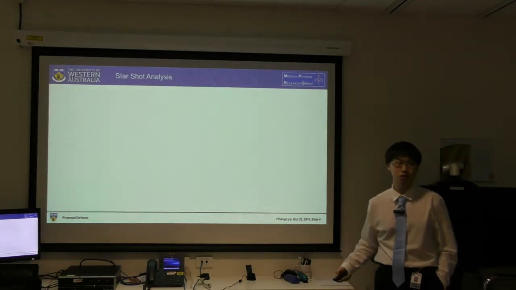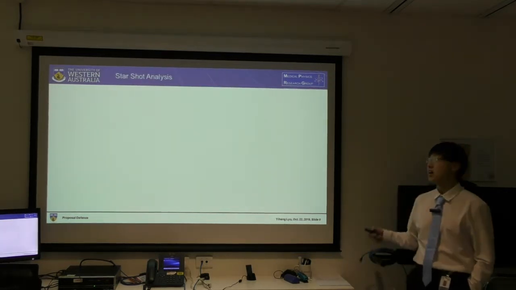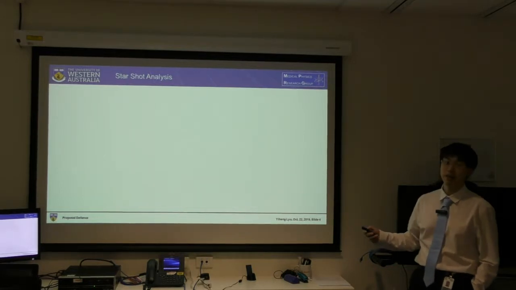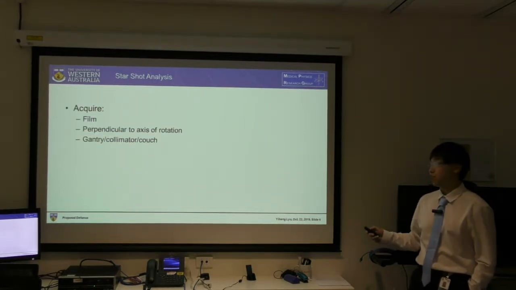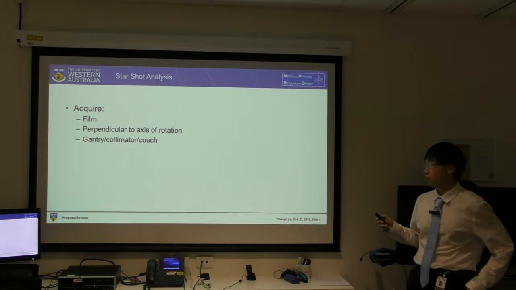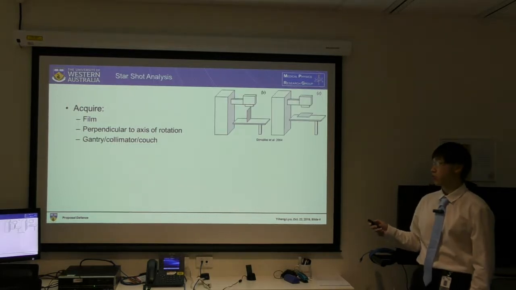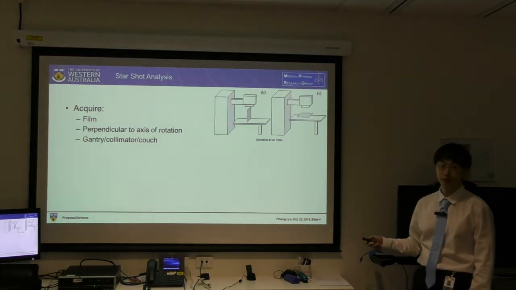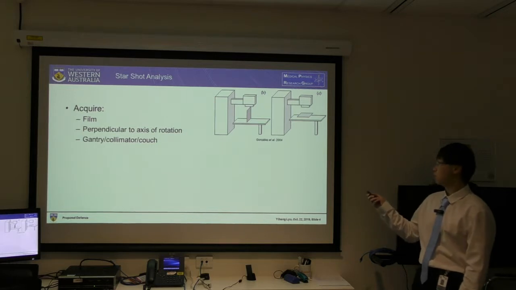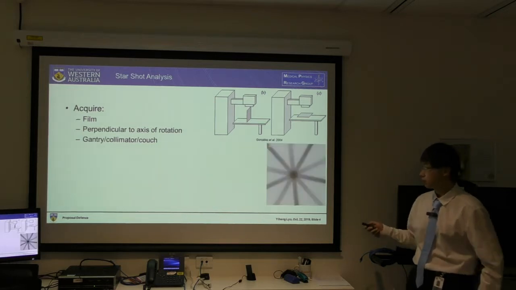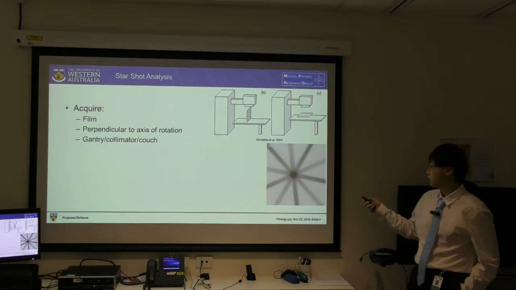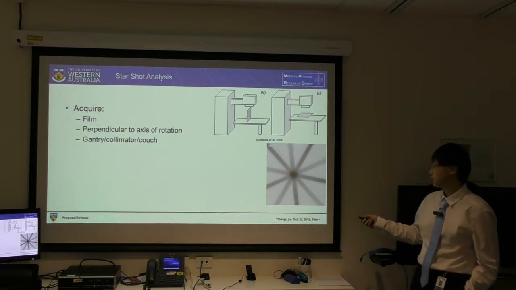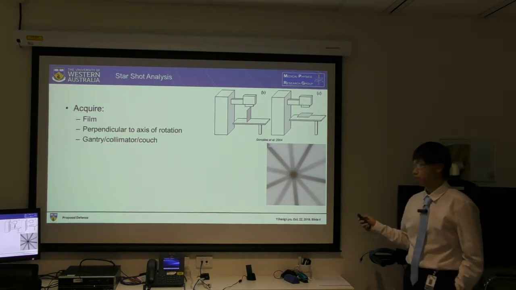So we need a method to check the size of the radiation isocenter. Starshot analysis is a commonly used method. It is usually film-based, so we place the film perpendicular to the axis of rotation of the gantry, the collimator, or the couch. These are two different setups for the measurements. After irradiating the film, this is what we will get: a starshot pattern on a piece of film.